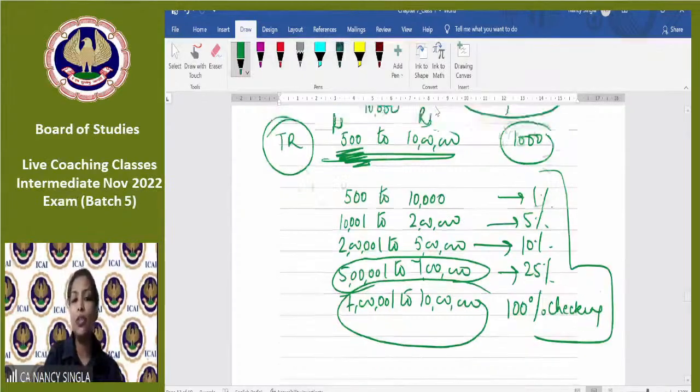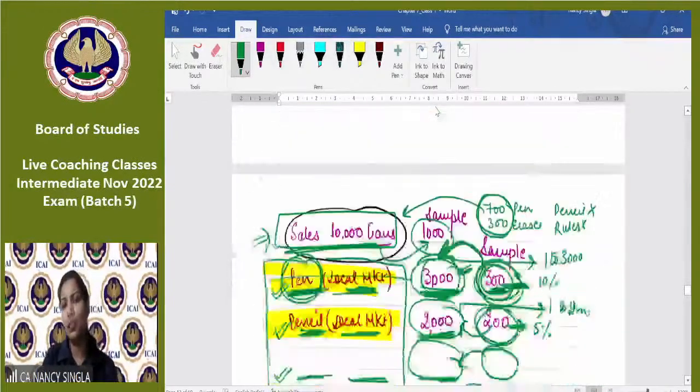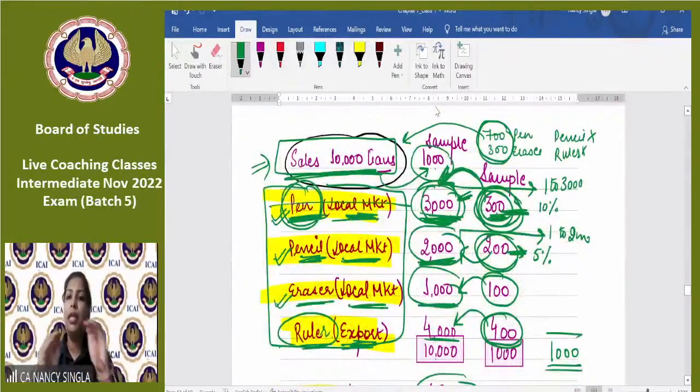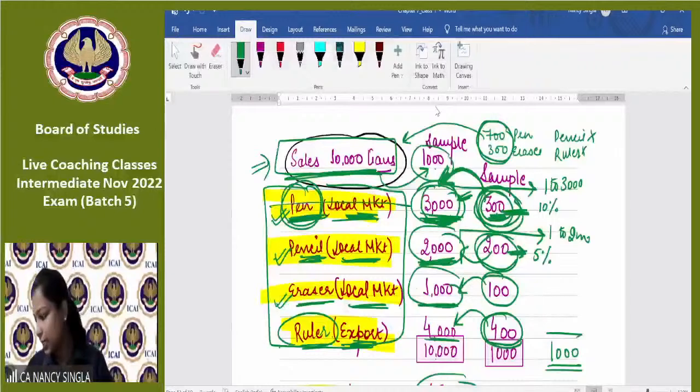Okay. And how is stratification done? It is done in this way, and it is always better, rather than drawing a sample from the 10,000, to stratify and then draw the sample. This is going to reduce the sampling risk if you stratify in an appropriate way. Okay. I hope it is clear.